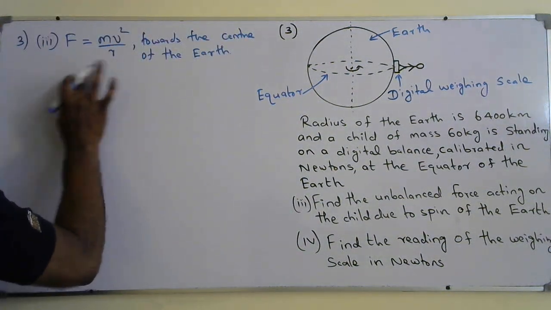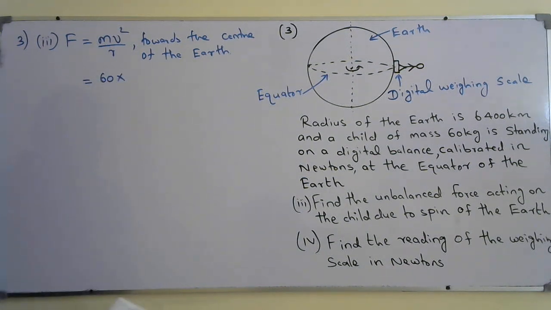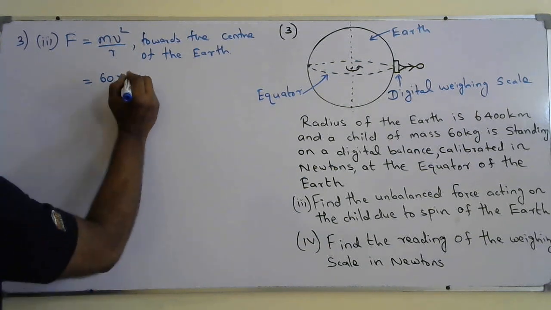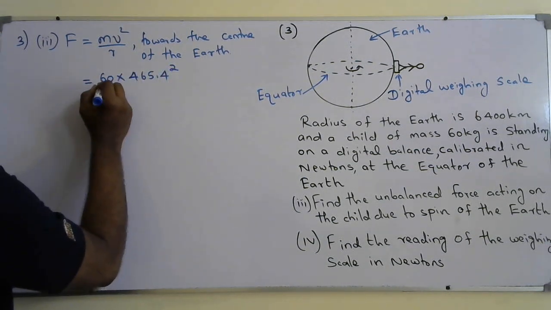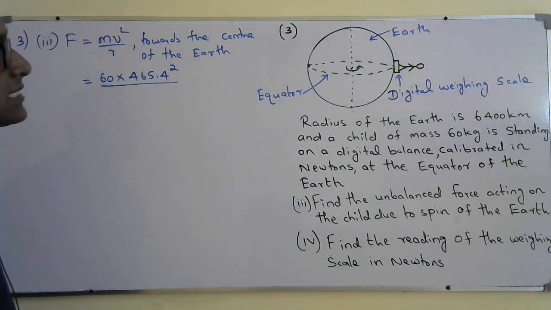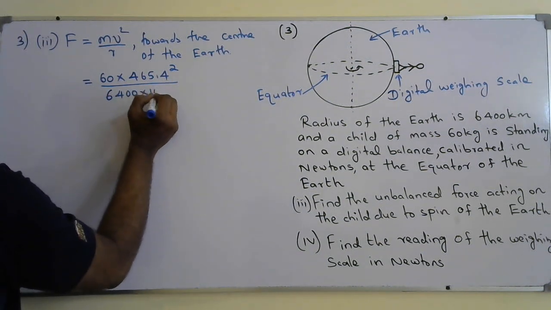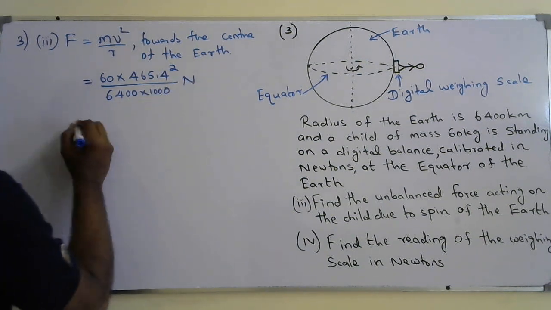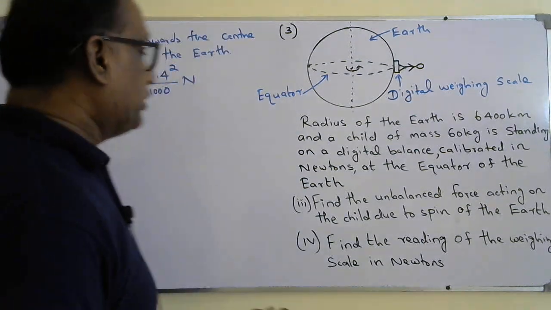So mass of the child is given, 60 kilogram. The speed we already found, which is 465.4, all squared over the radius of the Earth, 6,400 kilometers, convert to meters. Newton. So that will be a very small value. That will be 2.03 newton.